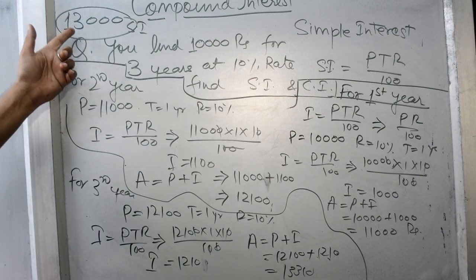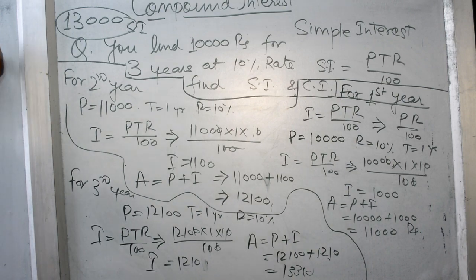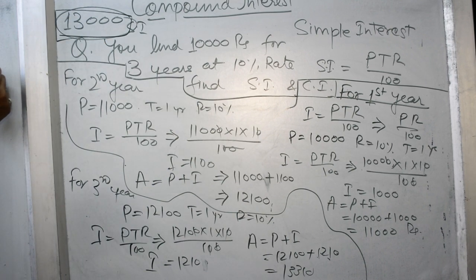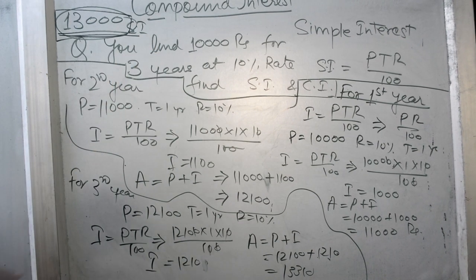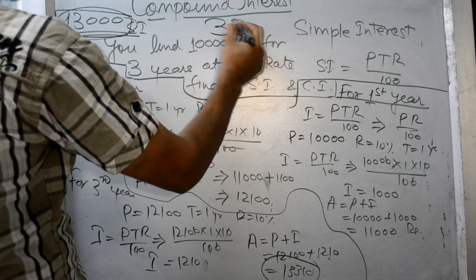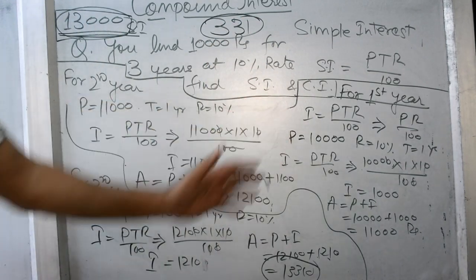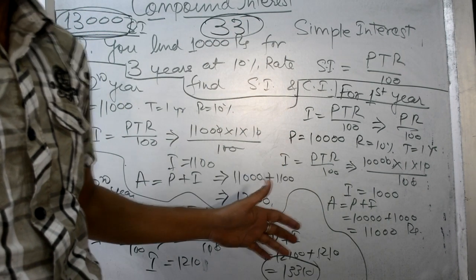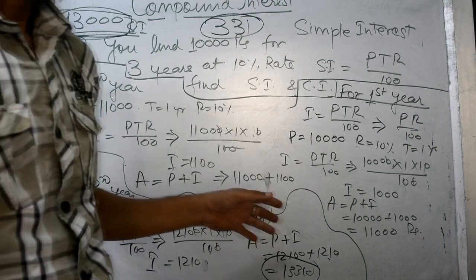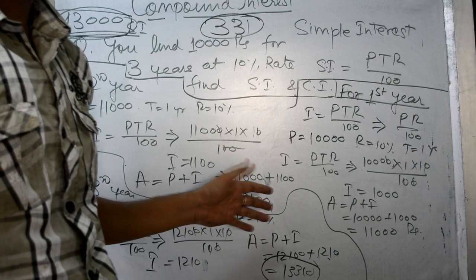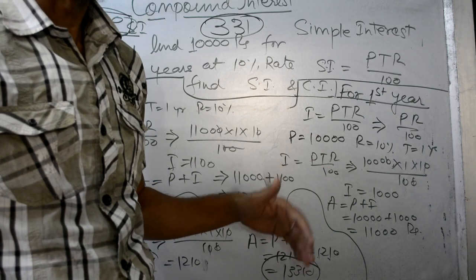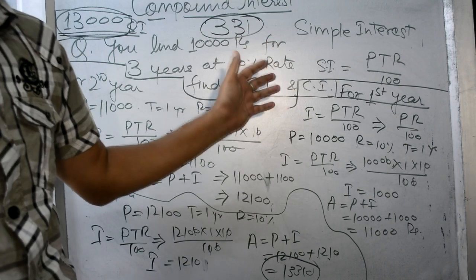How much money were you paying when it was simple interest? When it was simple interest, you were paying only 13,000 rupees. But when it comes to compound interest, for simple interest you pay 13,000 rupees, and for compound interest you pay 13,310 rupees. It means you are paying 331 rupees extra in compound interest. This is why every business house, every business company, and every loan-giving company always gives you the loan when they say it is compounded annually, by compound interest.